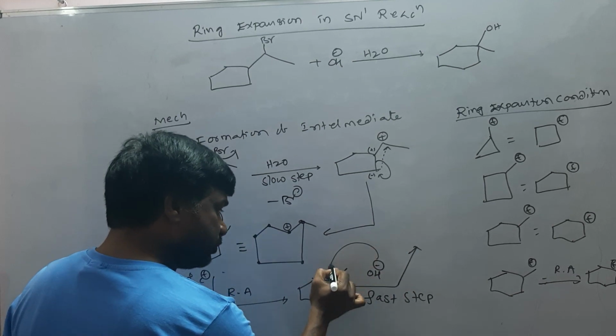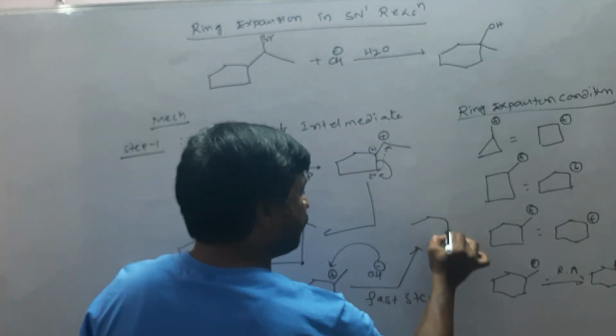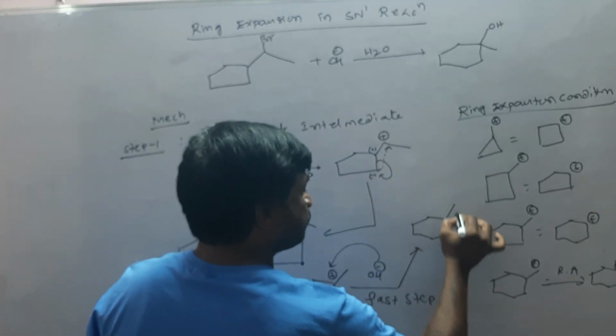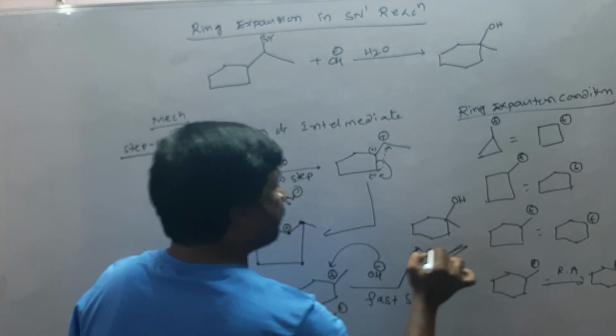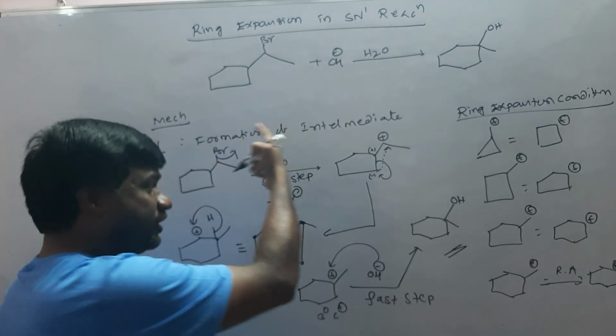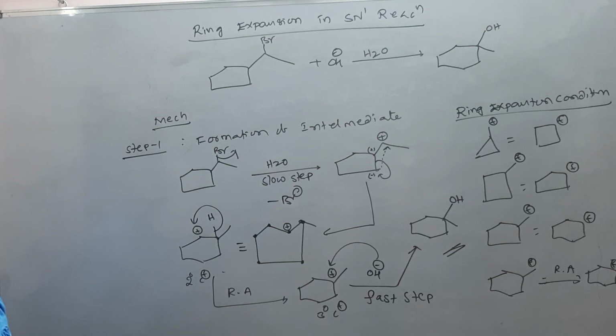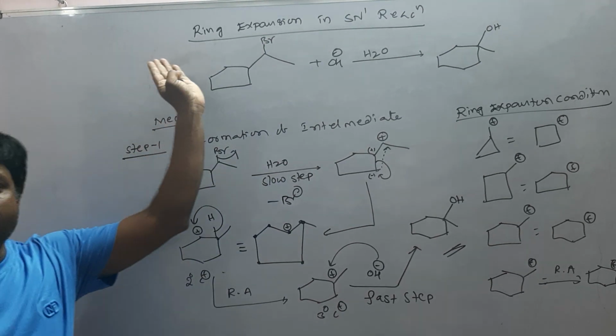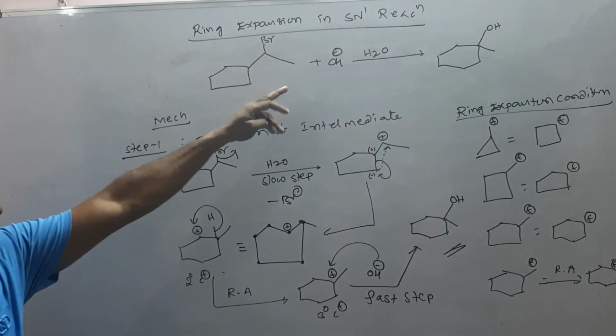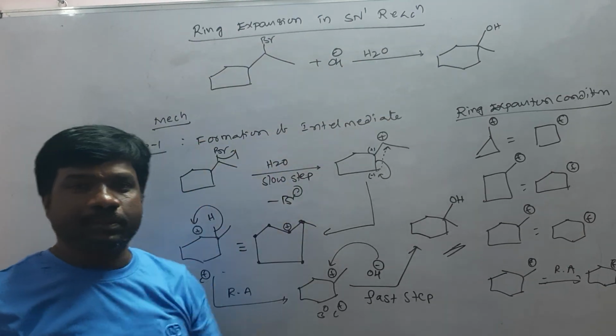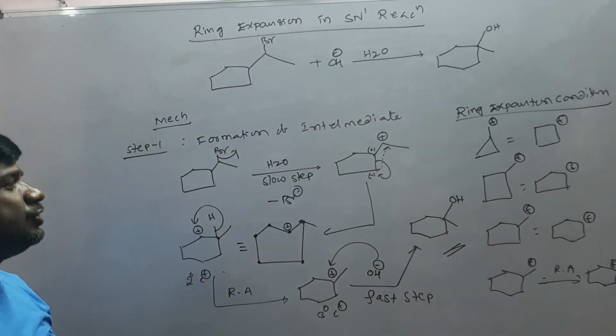So OH minus attacks here, then it forms the final product. This is the final product. See this one. So this is actually ring expansion. First we take the five member ring adjacent to the carbocation, and it is converted to a six member ring. This is a ring expansion.